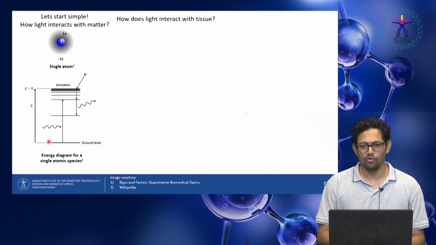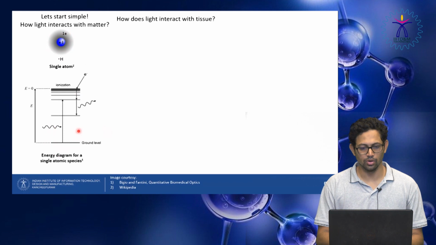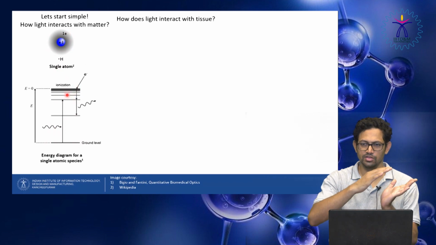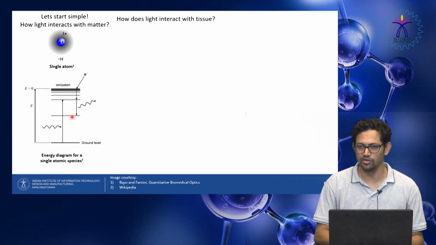Now when a photon actually interacts with this single atom, what happens is that the electron moves from the ground level to a very high energy state within the vibrational level. So we are still within the vibrational levels. So these are all the vibrational levels. And after some time, it actually jumps back to its original position.